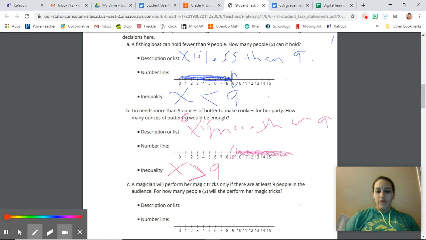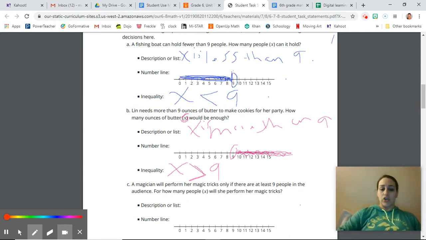A magician will perform her magic tricks only if there are at least 9 people in the audience. At least. So if there's 9, she'll do it. 8, not happening. 10, good to go, but 7, not okay.